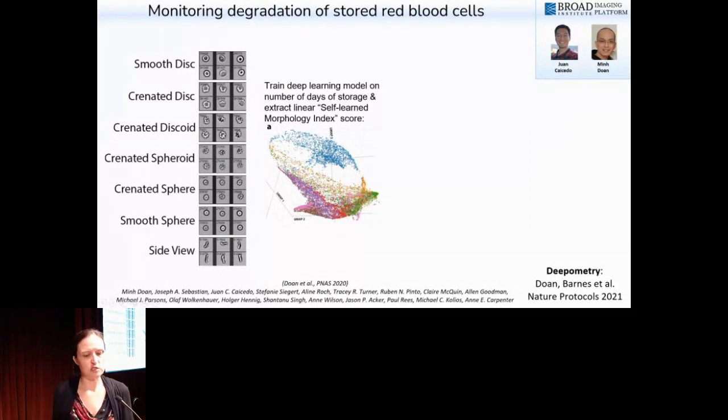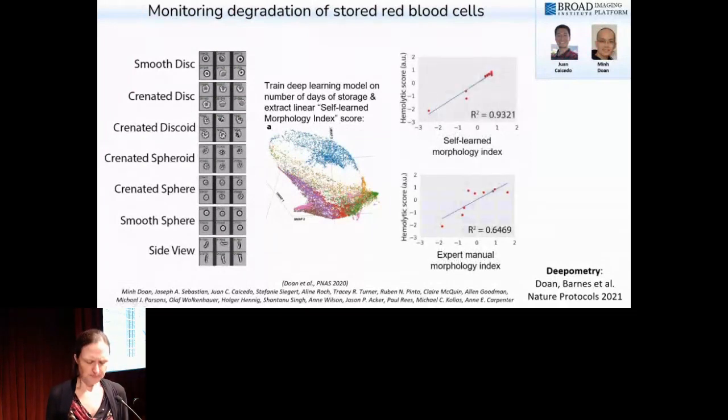So extracting those features, we could then create this self-learned morphology index score, this linear model of how the cells age over time. And we found that score, that self-learned morphology index, correlated better with the y-axis, which is showing here the real performance of the blood. It's an expensive or difficult assay to do, to get the hemolytic score about how the cells respond to use. And it corresponds much better than the original expert manually defined morphology index.